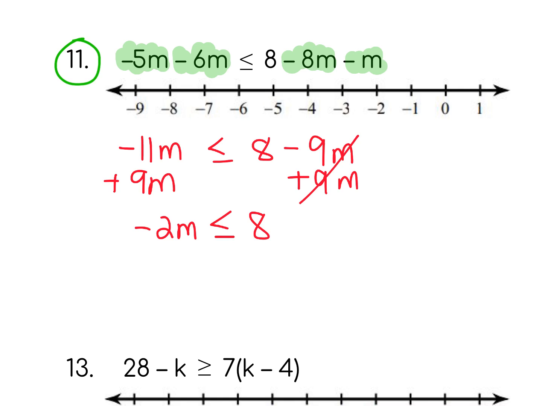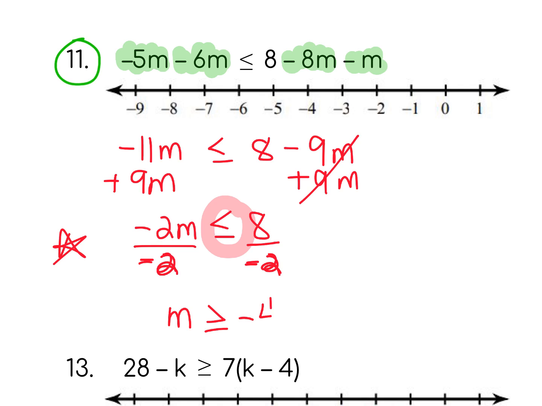Now to get that m by itself, I would need to divide by negative 2. So this is what I was talking about before. We're dividing by a negative number. See that negative number on the bottom? So whenever you do that, you need to flip the symbol that's in the middle. So this less than or equal to is going to turn into a greater than or equal to. It's flipping over. And then 8 divided by negative 2 is negative 4.